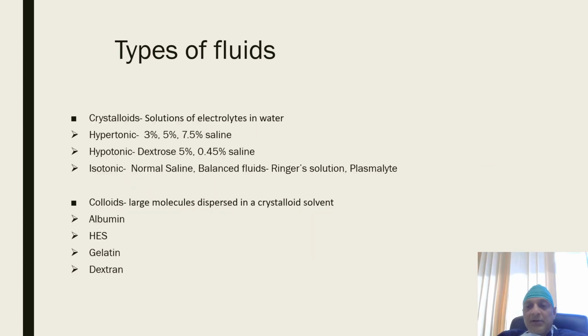Now we will briefly understand the types of fluids. There are two different types of fluid. One is crystalloid, which are solutions of electrolytes in water, and another is colloid, which are large molecules dispersed in crystalloid solvent. The most common colloid used in the intensive care unit is albumin, while the most common fluid used for resuscitation is isotonic fluid. Isotonic fluids are of two types. One is normal saline and another is balanced fluids. Here it is important to understand that hypotonic fluid is not used for resuscitation in the intensive care unit.